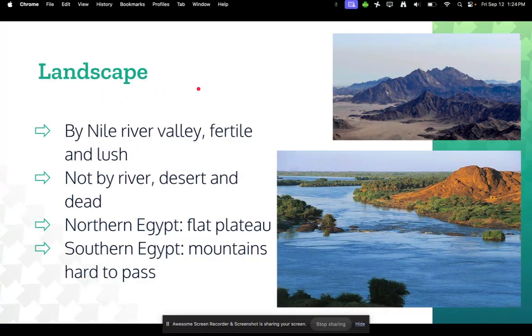All right, so let's talk about the landscape just a little bit. By the Nile River, it is very fertile and lush land. As you can see here, here's a picture of the Nile. You'll see there's lots of trees. It's still pretty arid over here, like on this mountain, but there's a lot of vegetation. If it is not by the river, the landscape is very dry, very deserty. Not a lot of things growing there, like you can see up here in this picture. Northern Egypt is mostly a flat plateau because that's where the delta of the Nile River is, so it makes it pretty flat. Versus southern Egypt, it looks like this, where it's very mountainous and it's very hard to pass these mountains on foot.